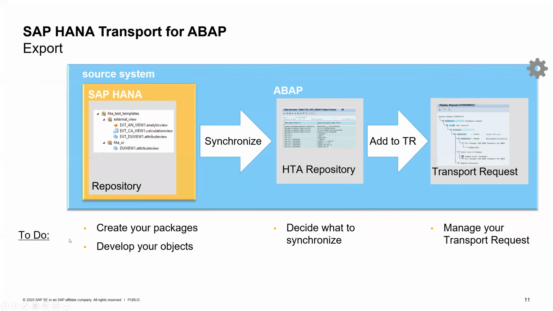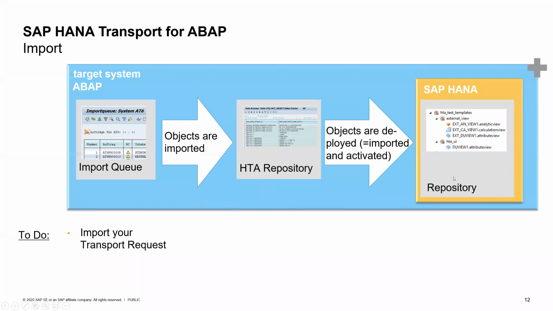So how does this process work? You would use the HANA development environment. You would create your packages, you would develop your objects, and then you would synchronize these on the source system into the ABAP database. And from there, after the synchronization, after you decided what has to be transported, you could then have a transport request and manage it as we've seen before. So still SE09, transport request, task, release the transport request, go to the import queue of the follow-on system and start the import.